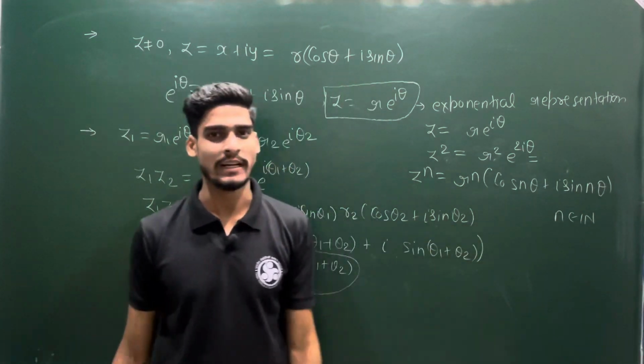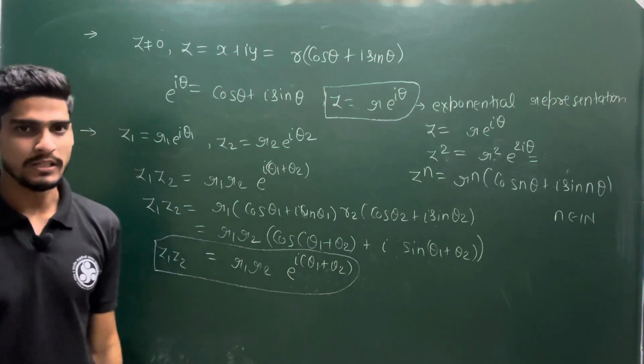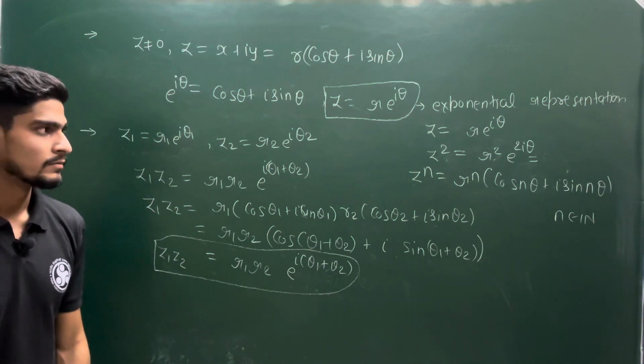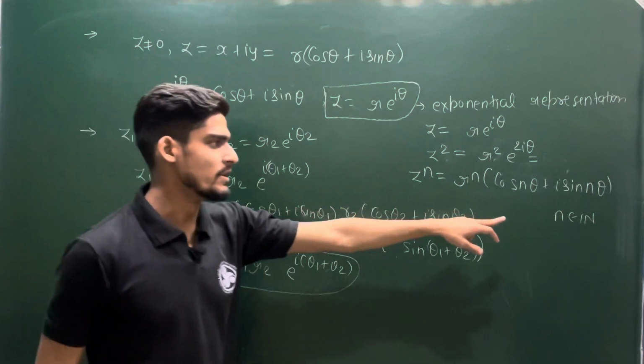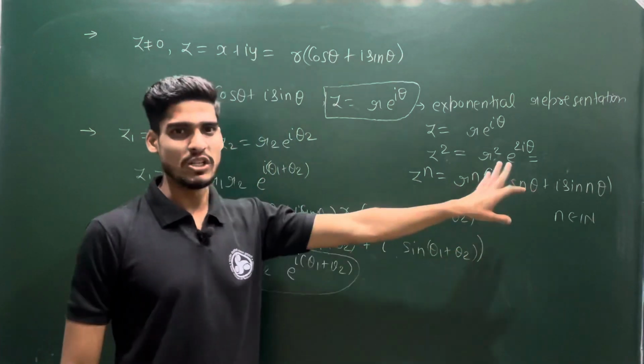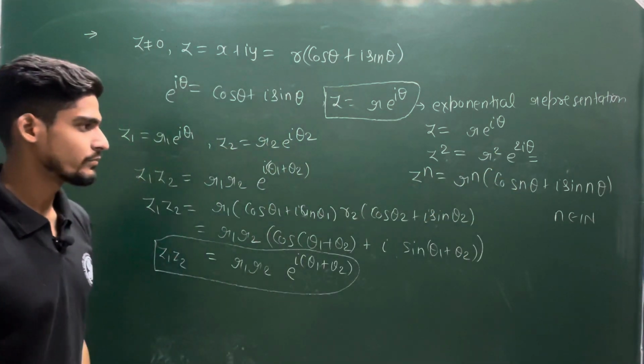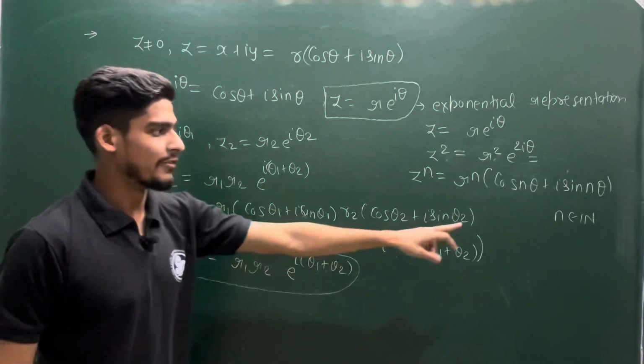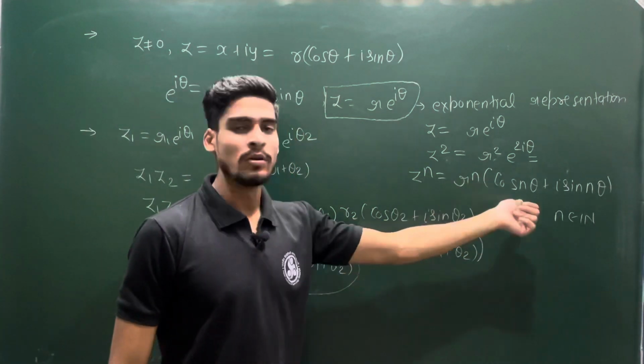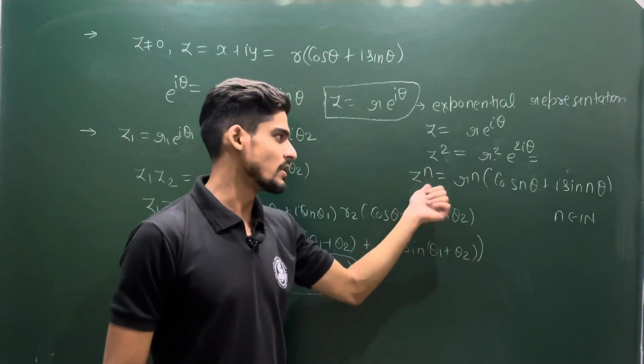Can you prove it for the negative integers? See, if you choose n to be 0, then it is obviously true. z power 0 will be 1, so it is also going to be 1. That you can verify. So if you prove it for negative integers, then you can say this is true for every n belonging to the integers. So this is your De Moivre's theorem.